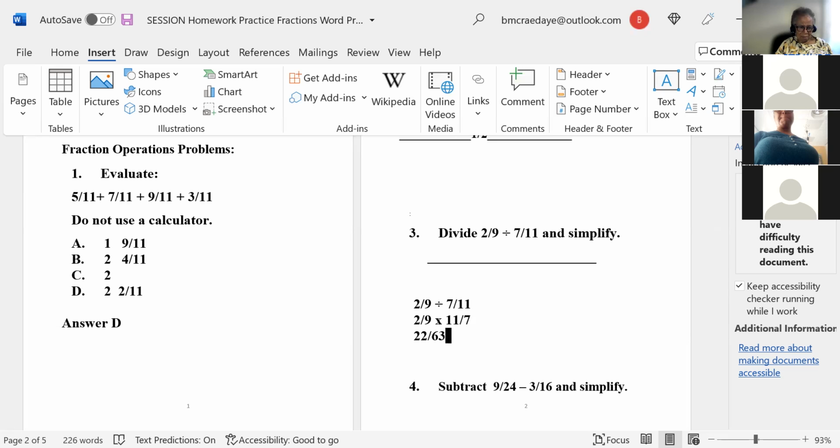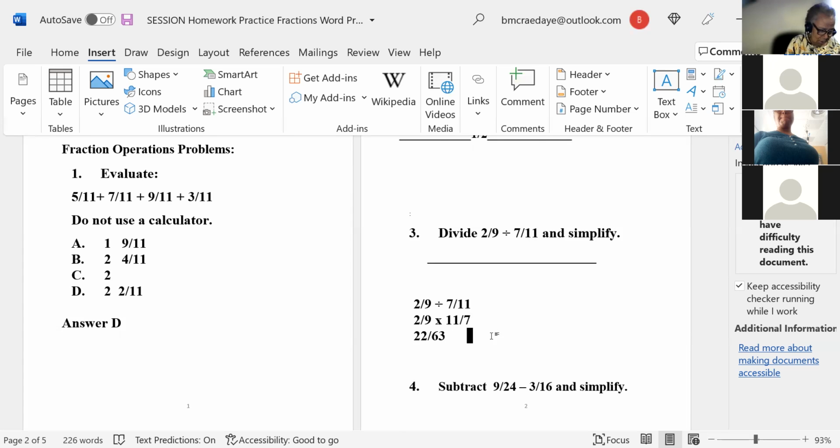I get a mixed number. No, you don't get a mixed number, because the only way you get a mixed number is if your numerator is bigger than the denominator. Oh, I get the answer 22 over 63. That's the answer. You can go no further.